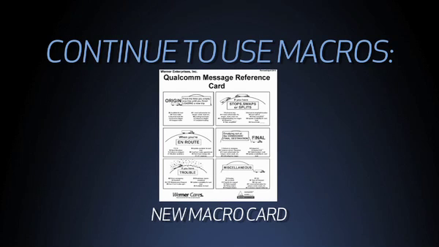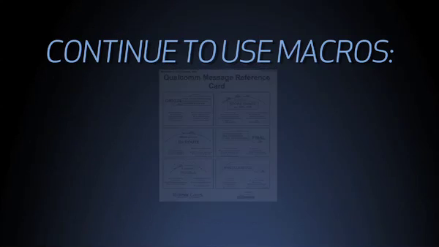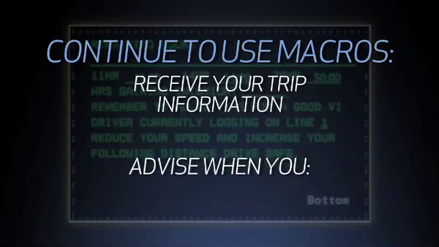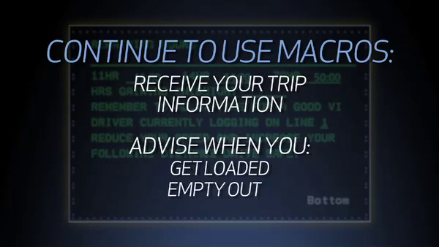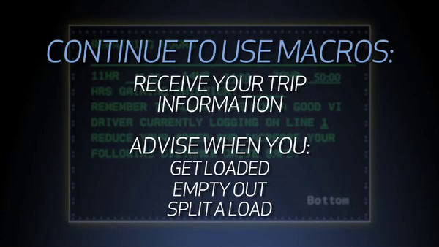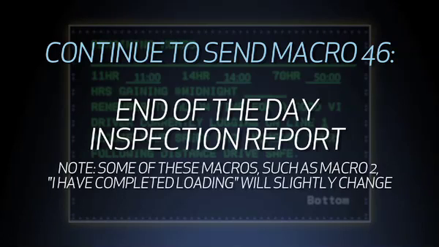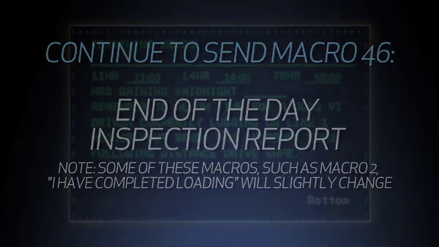However, you will continue to use all other macros listed on your new macro card. For example, still use the same macros to receive your trip information and to advise when you get loaded, empty out, or split a load. You will also continue to send macro 46 for your end-of-the-day inspection report. Note, some of these macros, such as macro 2, I have completed loading, will slightly change.